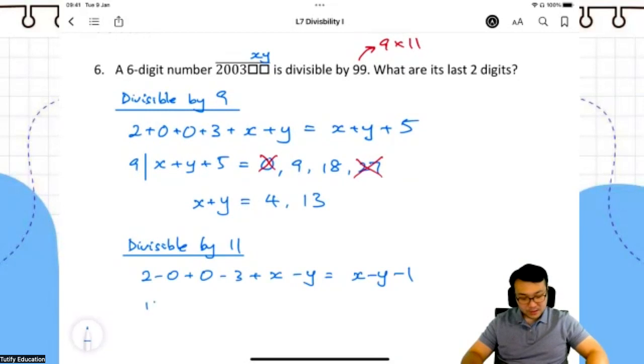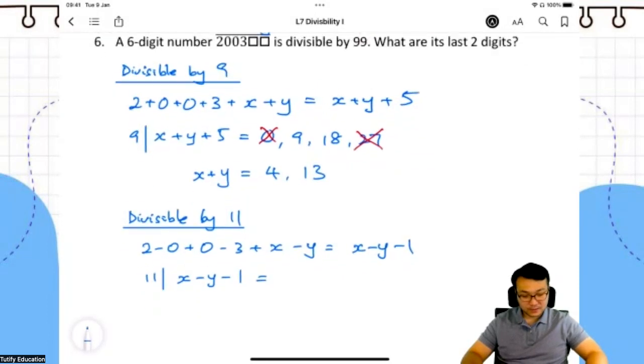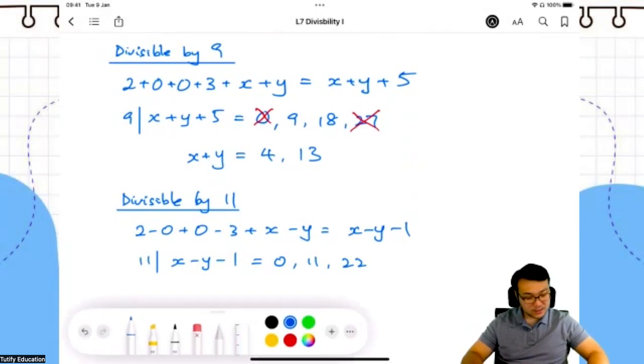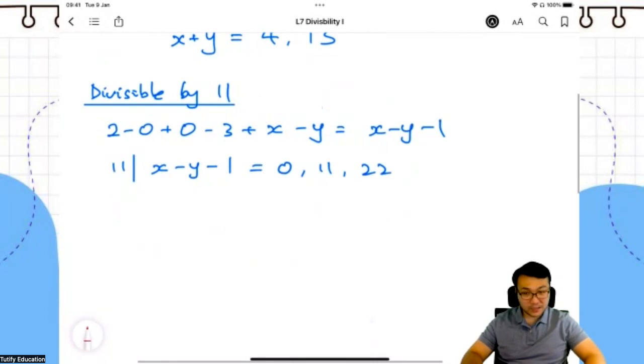We must make sure that 11 divides this. So, what is the possible value of x minus y minus 1? Remember, we always start from 1. 0. We must make sure it's divisible by 11. What's the next multiple of 11? Yes. 22. Very good. Let's test it out. Can this ever become 0?